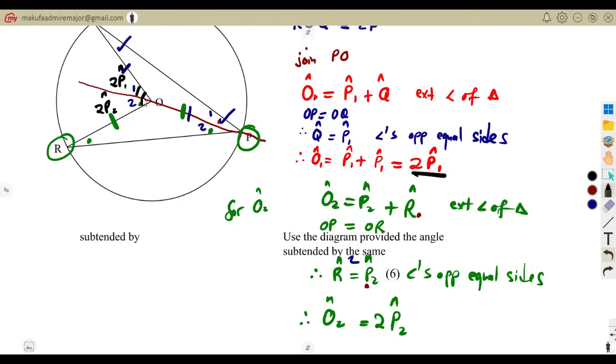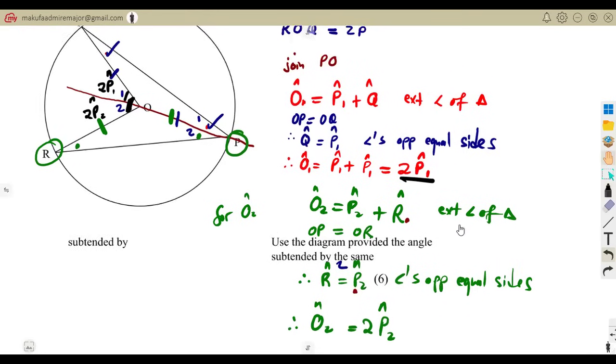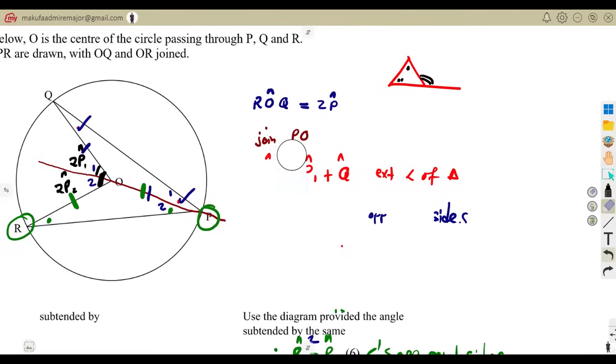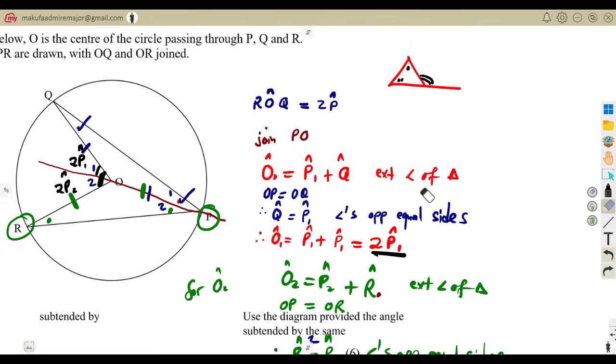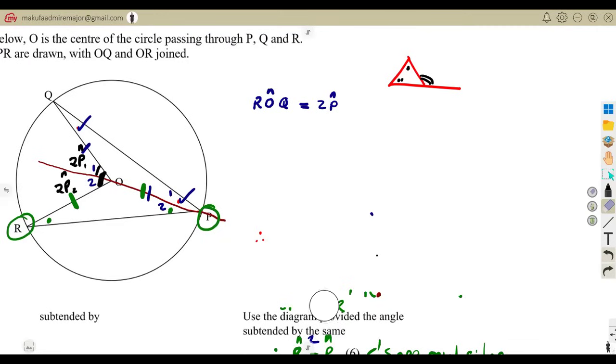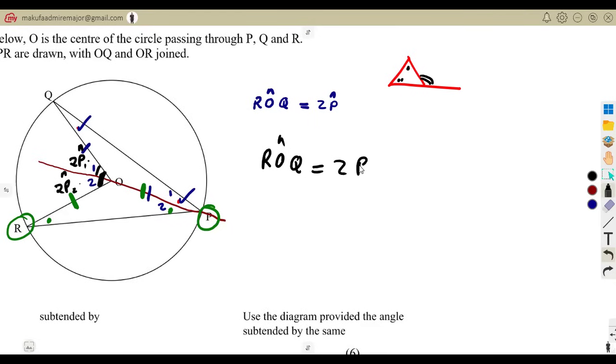Adding these together, determining the whole of the angle O that we are seeing there, what were we going to have? Because we remember we need the angle ROQ. That's why we're focusing on angle O, because what we need is angle ROQ. You can see that angle ROQ is the sum of 2P1 and 2P2. That's 2P1 plus 2P2.